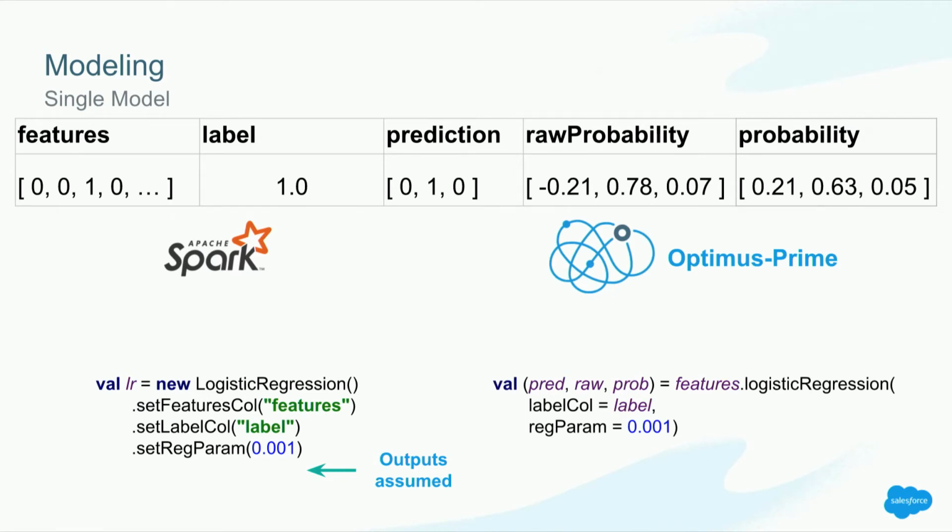In Optimus Prime, this is what it looks like. So we take that feature vector we created. This will now have a logistic regression method we can apply to it. And then we specify the label column associated with it, and we specify the parameters. So we're again specifying the same things, except now our outputs are going to be these 3 new features: a prediction, the raw probability, and the probability.